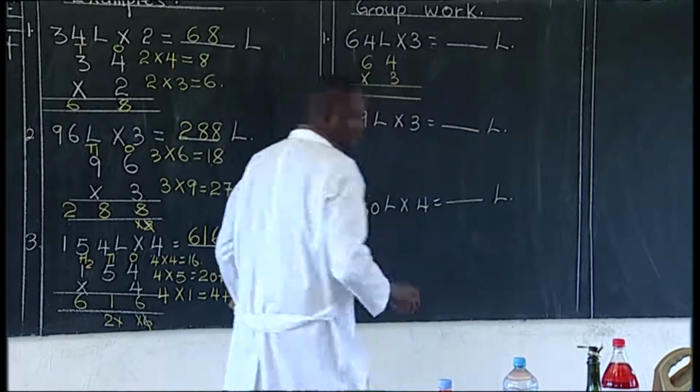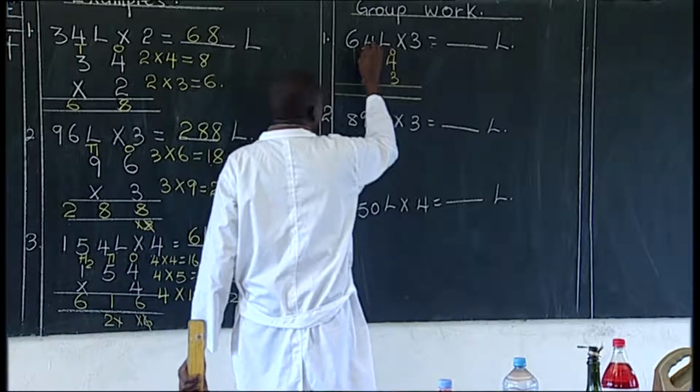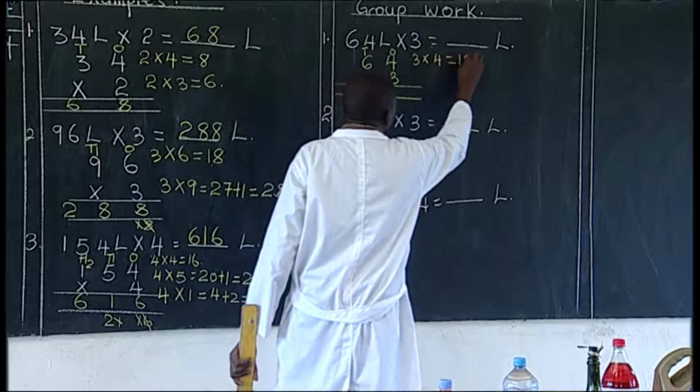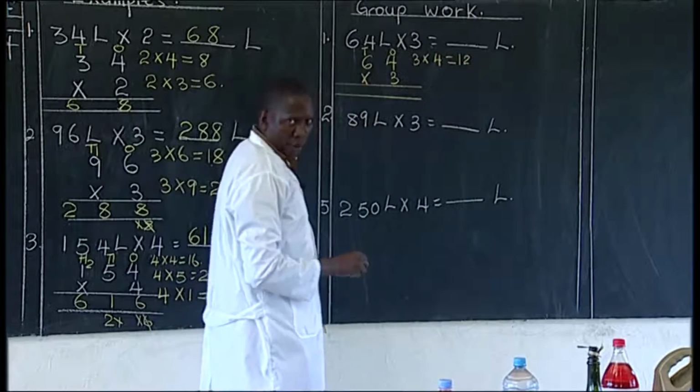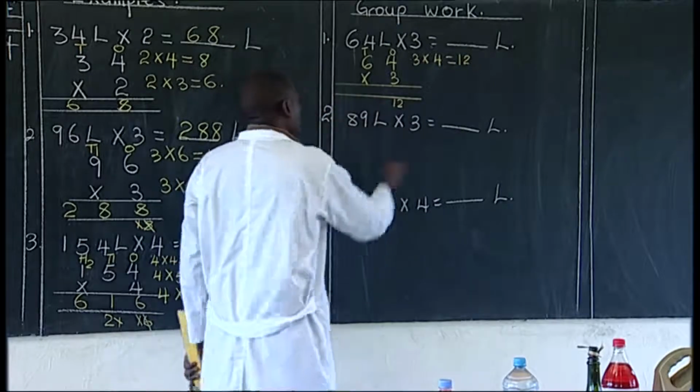Did you do that? Excellent. Show the working. Ones and tens. Here, 3 times 4 equals 12. That 12, where do you put it? Bring it down here. It should not confuse you.